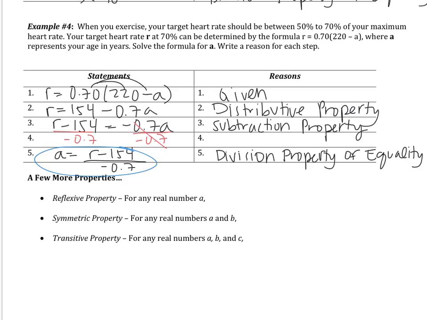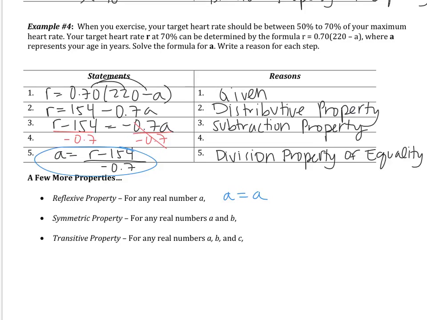Okay, we have 3 more properties to learn, and a few more proofs to do, and then you guys are finished. So, one property is called the reflexive property. This says for any real number A, this is going to be kind of obvious, that number is always equal to itself. So 7 equals 7, 3 equals 3.